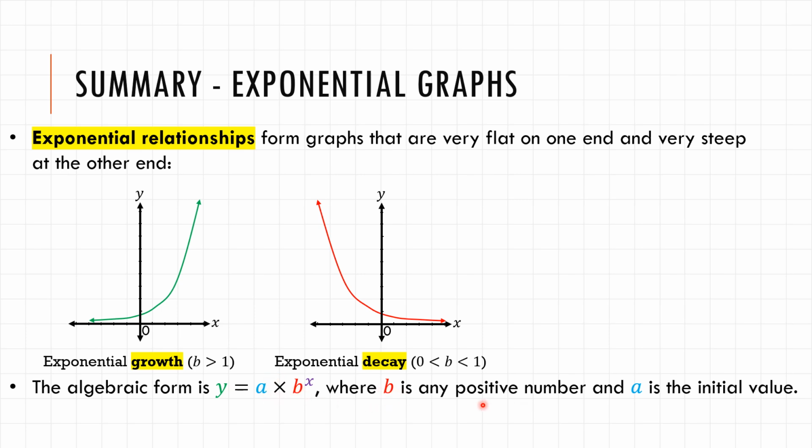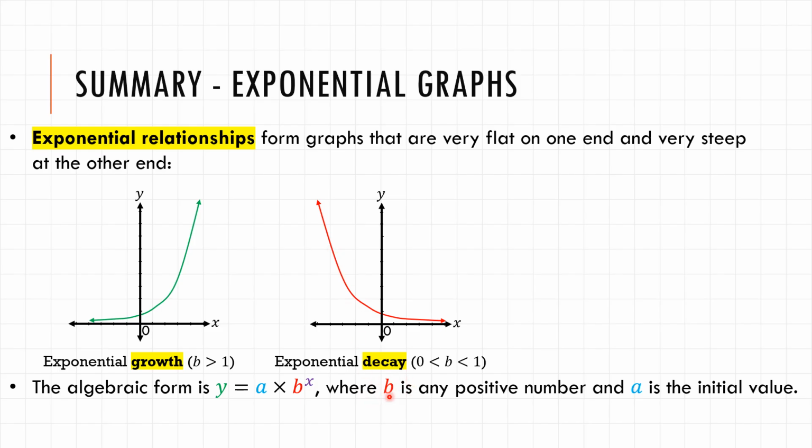B can be any positive number, right? It could be greater than 1. This says b is greater than 1. If b is greater than 1, then we're multiplying by a big number again and again and again. What's going to happen is our y values are going to get bigger and bigger and bigger very quickly, just like we saw in our graph.